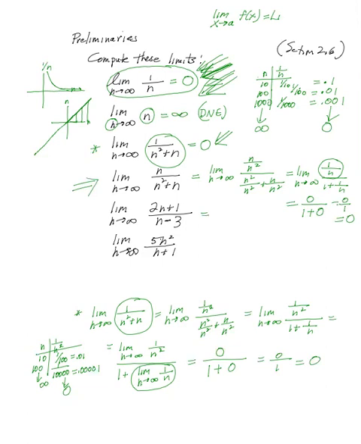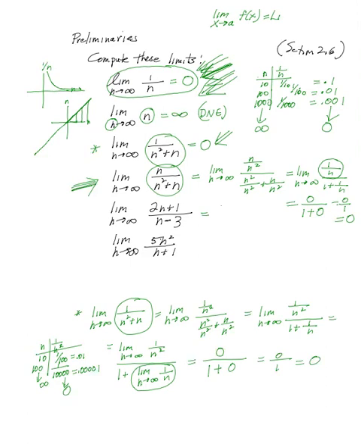How about the limit as n approaches infinity? And by the way, I could confirm this, that the limit as n approaches infinity of n over n squared plus n is 0 by making a table of values. The bigger n gets, this expression would get closer and closer to 0.